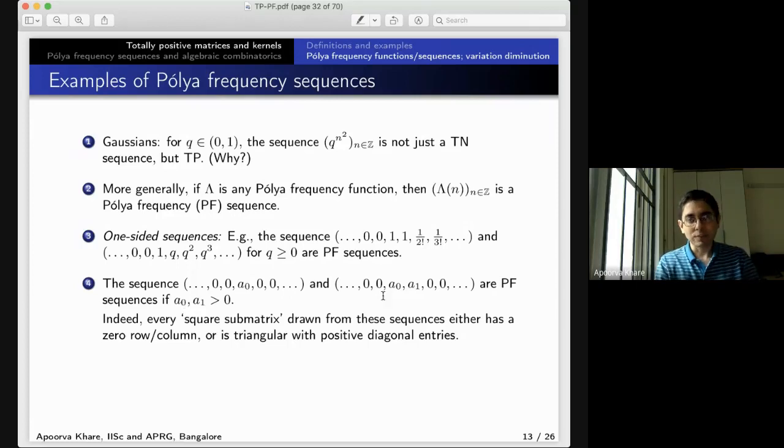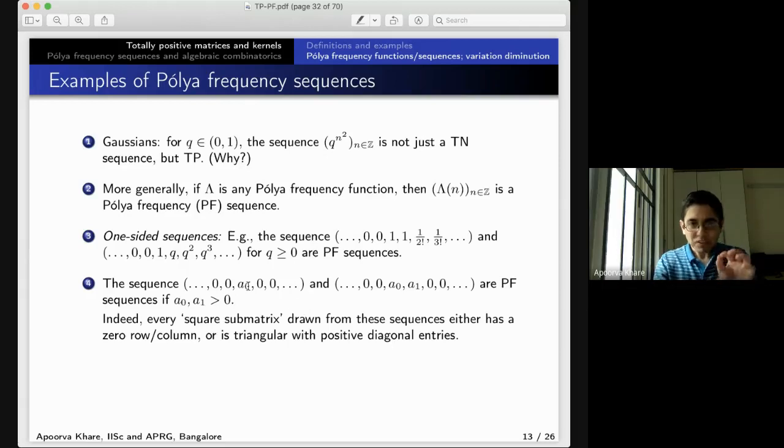And similarly, if you have these two, then you have 2 consecutive diagonals which have positive entries. Again, in that case, you get either a 0 row or a 0 column when you draw some submatrix from that infinite Toeplitz matrix, or you get a diagonal matrix with A0 on the diagonal and A1 on the subdiagonal, or A1 on the diagonal and A0 on the super diagonal. Either way, you get a positive determinant. So that's why these are Polya frequency sequences.